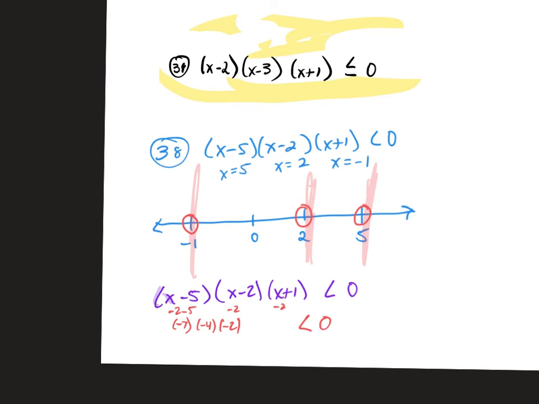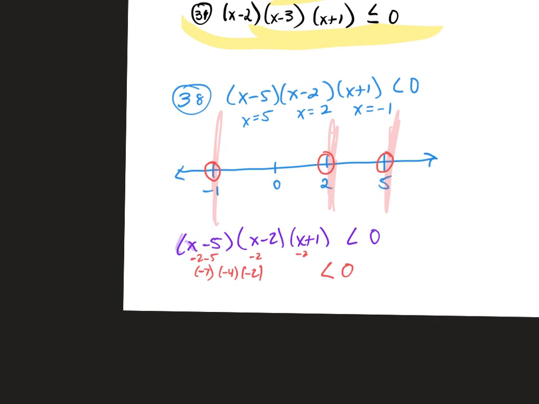If I have a negative times a negative, what does that give me? A positive, times another negative, gives me a negative number. If you want to work this out: -7 times -4 is 28, and times -1 is -28. Is that a true statement? Is the result less than 0? Yes, so stuff over here works.